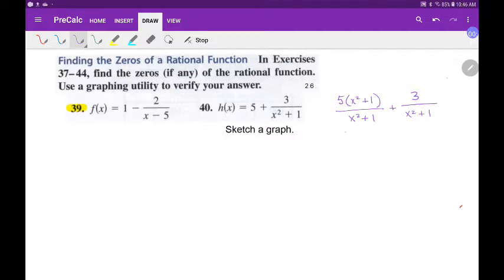So I can combine these. I can say 5x squared plus 5 plus 3 over x squared plus 1. And I get 5x squared plus 8 over x squared plus 1.